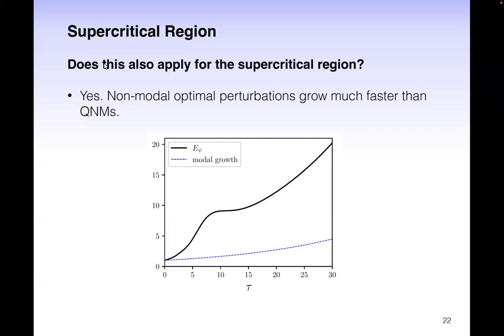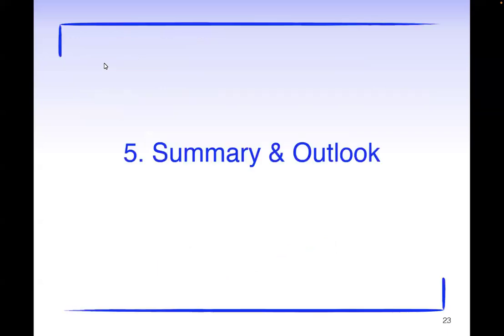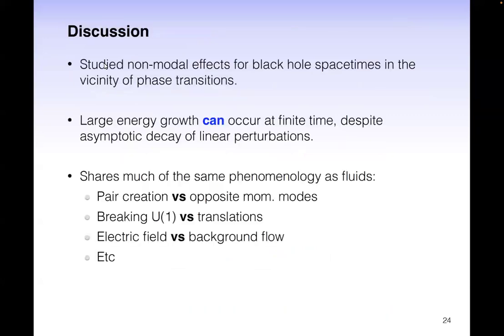Okay, so here I'm plotting the optimal perturbations, and the dashed blue line is essentially the modal behavior. Okay? So we see that even in the supercritical regime, we can arrange for a situation in which the energy of the scalar field grows much faster than modal. And with that, let me just summarize and conclude.